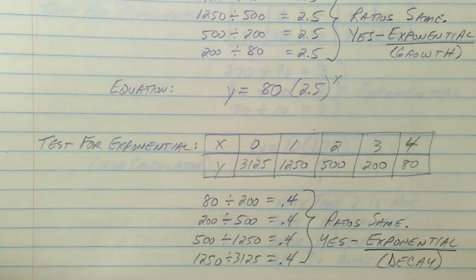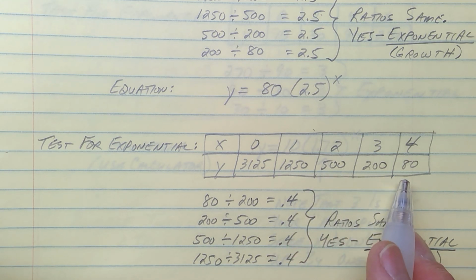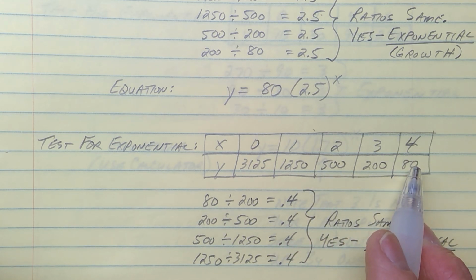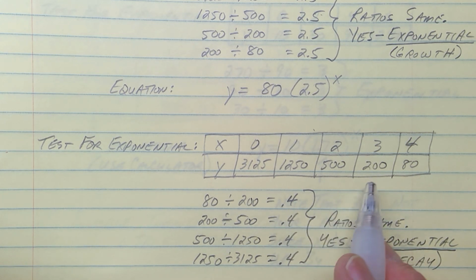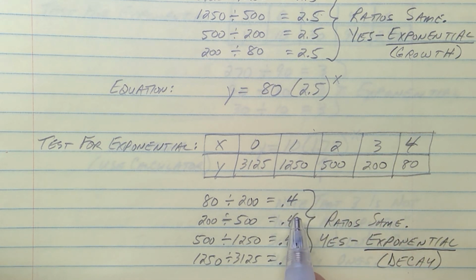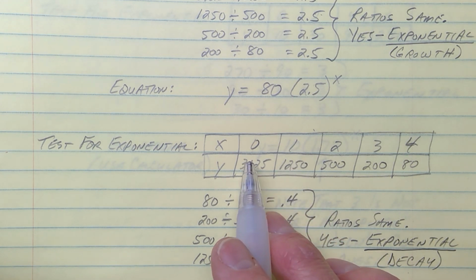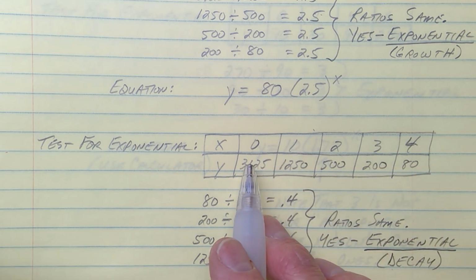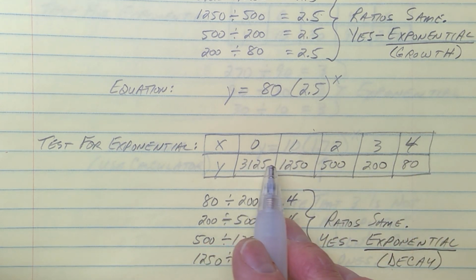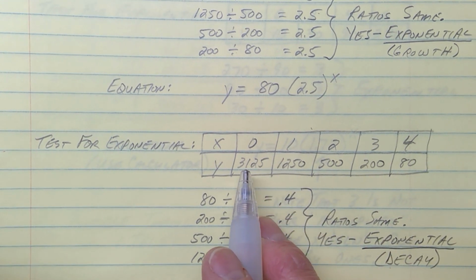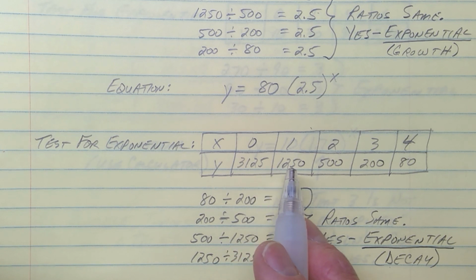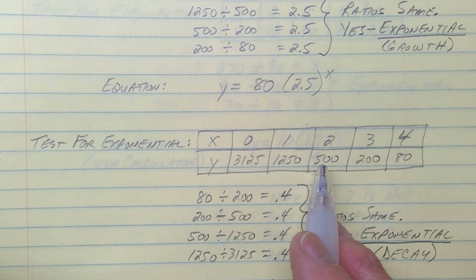All right, so it's not obvious what's happening here. I don't know what they're multiplying by every time. So I start at the back and I throw it in reverse and I divide. 80 divided by 200 is 0.4. 200 divided by 500 is 0.4, and we continue and continue. So going backwards, we're dividing by 0.4, which means going forwards, they're multiplying by 0.4. You can check it. 3125 times 0.4 gives you 1250. 1250 times 0.4 gives you 500.